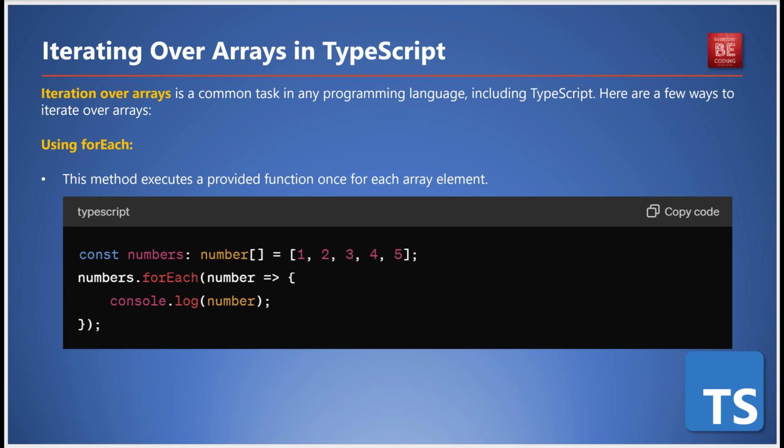Imagine you have an array of numbers, 1 through 5. Using forEach, you can print each number effortlessly. The code looks like this. You declare your array of numbers and then call forEach on it, passing a function that logs each number to the console. But what if you need more control?